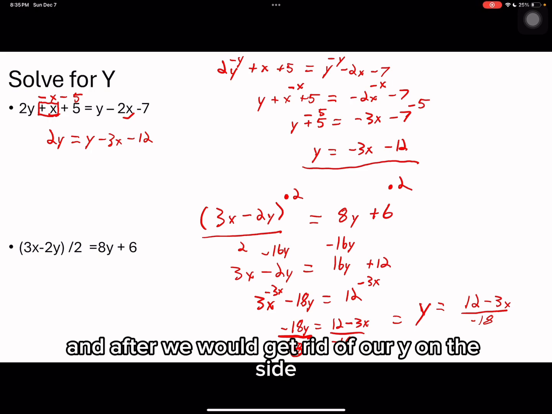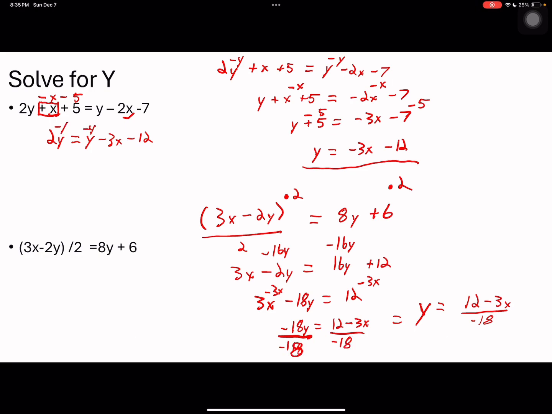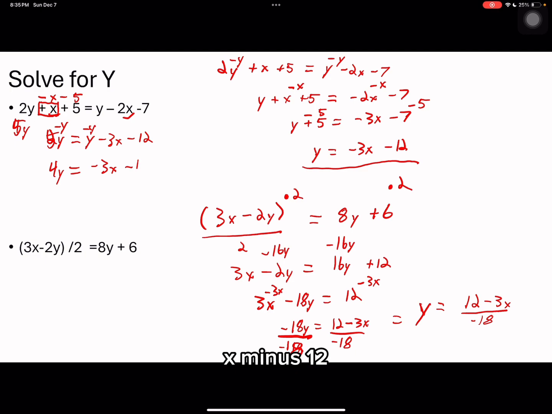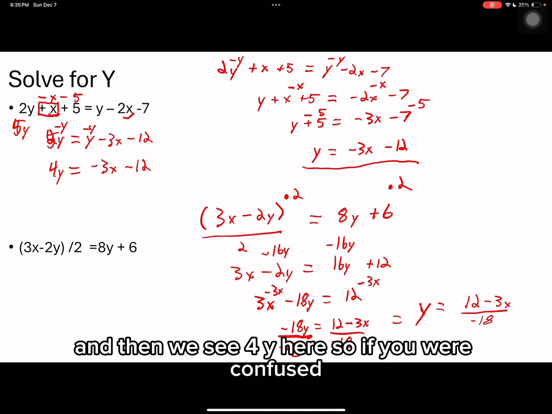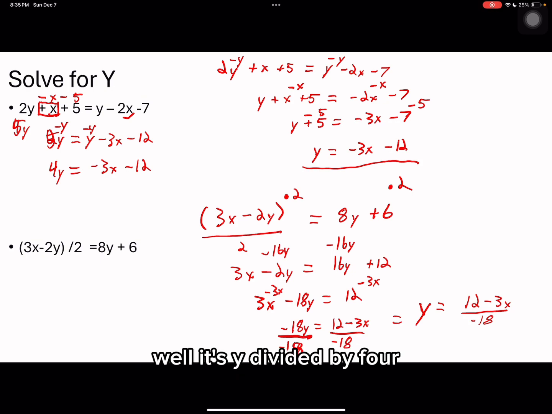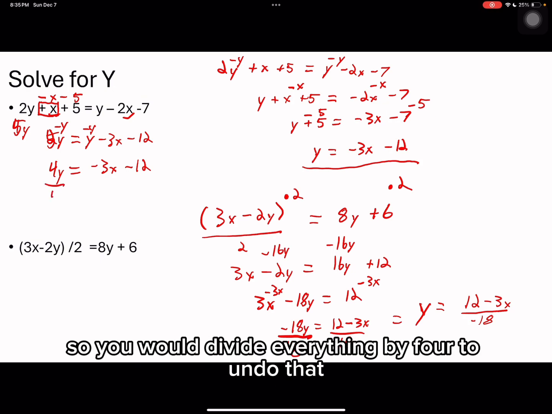And after, we would get rid of our y on this side. But if it were different, say if we started with 5y, this would be 5y minus y, and then we would have 4y equals minus 3x minus 12. And then we see 4y here, so if you're confused, you could just say, what's the opposite of 4 times y? Well, it's y divided by 4. So you would divide everything by 4 to undo that.